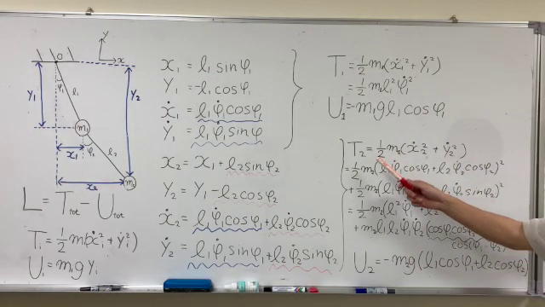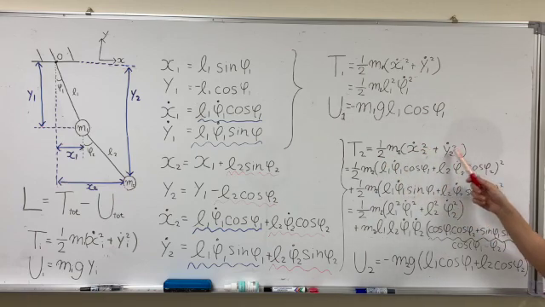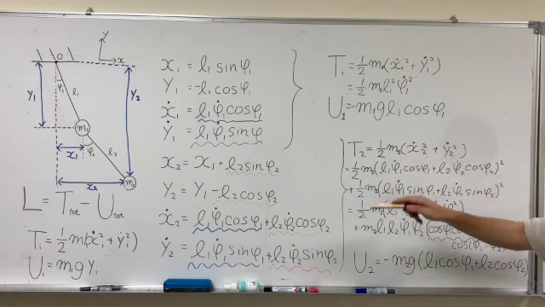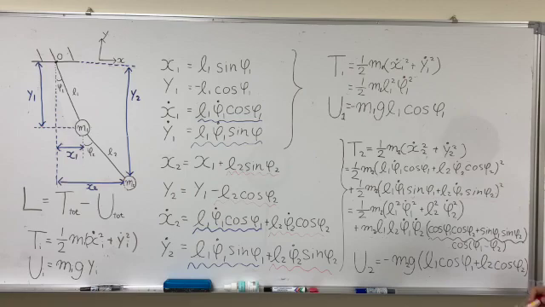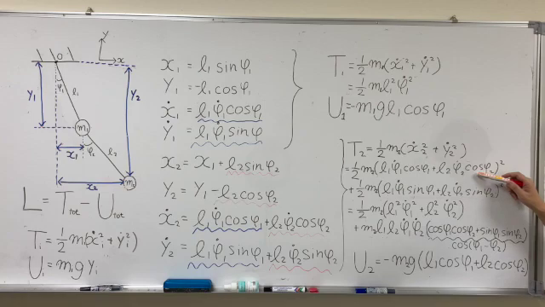The kinetic energy is a combination of the x velocity and the y velocity. By inserting this equation into the formula, we can get this term. At that time, we can combine this term and this term, because cosine squared plus sine squared is 1. We can also calculate this square plus this square, again because cosine squared plus sine squared is 1. So we can combine these terms like this.